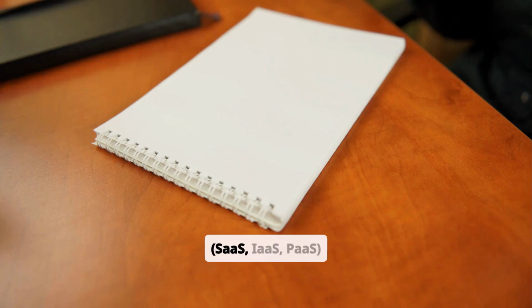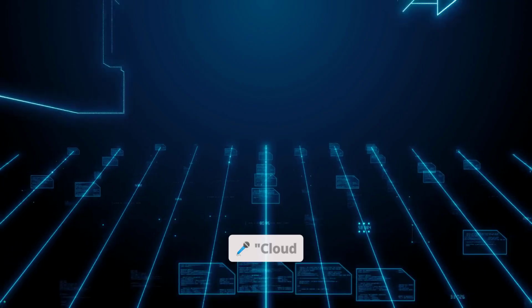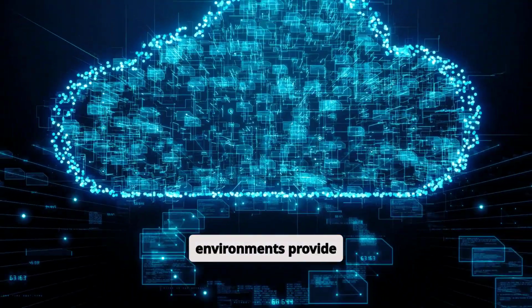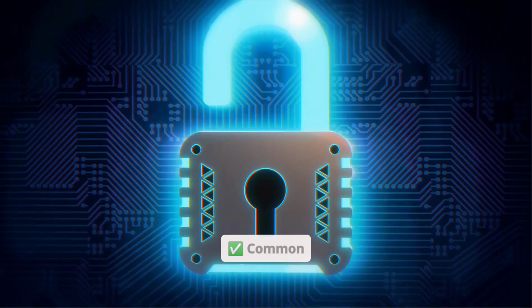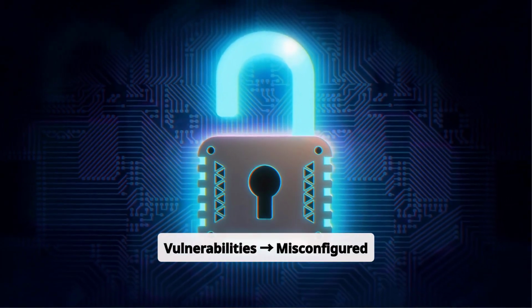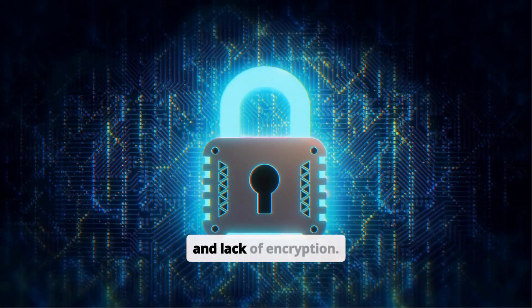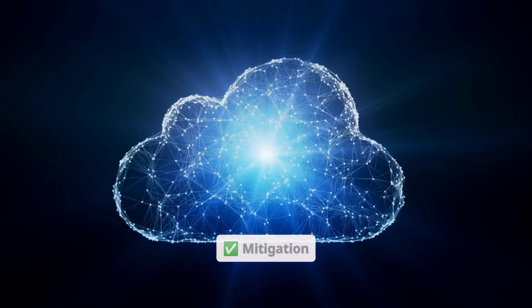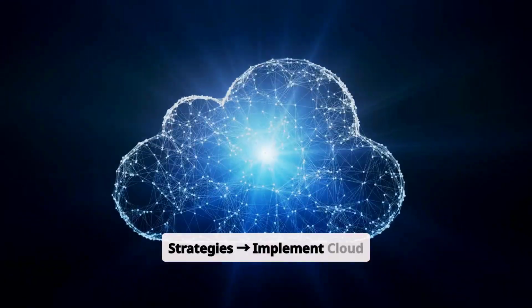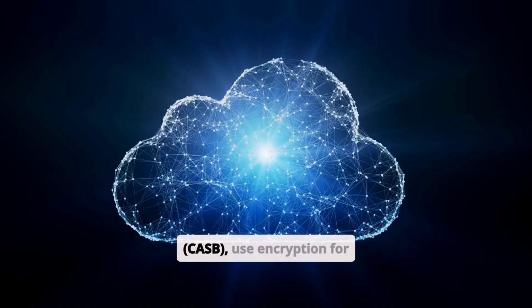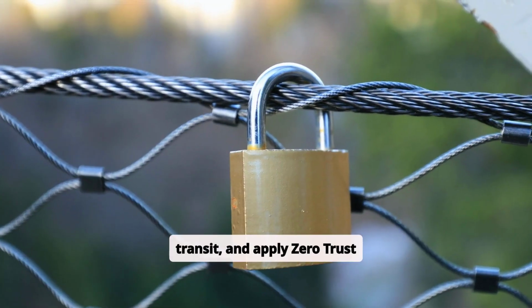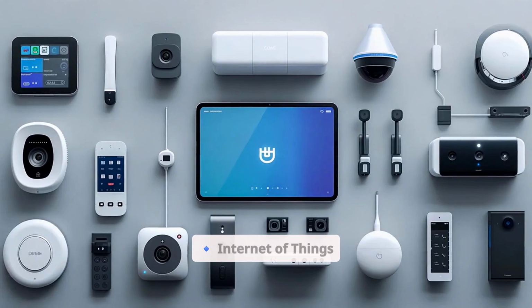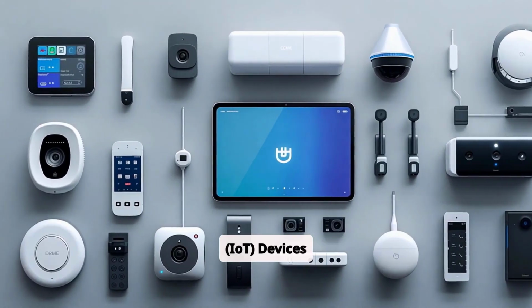Cloud-based systems. Cloud environments provide flexibility but introduce new security challenges. Common vulnerabilities: misconfigured storage, insecure APIs, and lack of encryption. Mitigation strategies: implement cloud access security brokers (CASB), use encryption for data at rest and in transit, and apply zero trust principles. Internet of Things (IoT) devices.